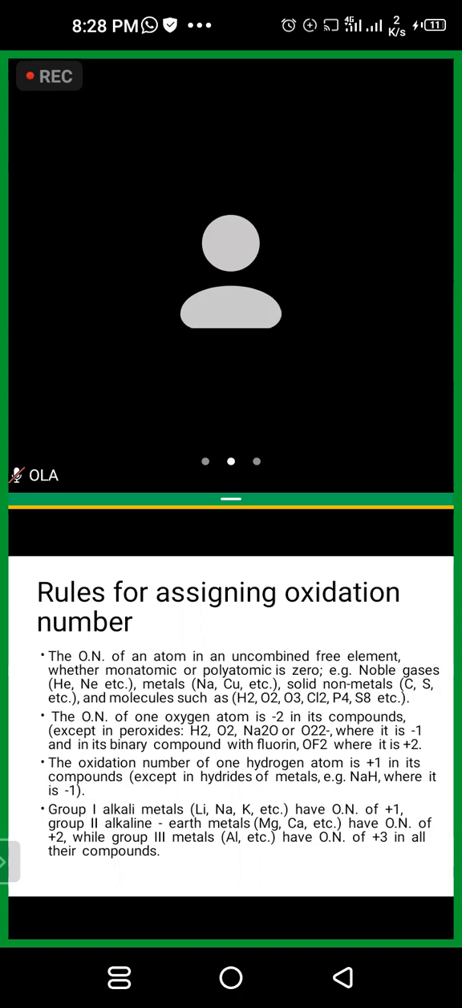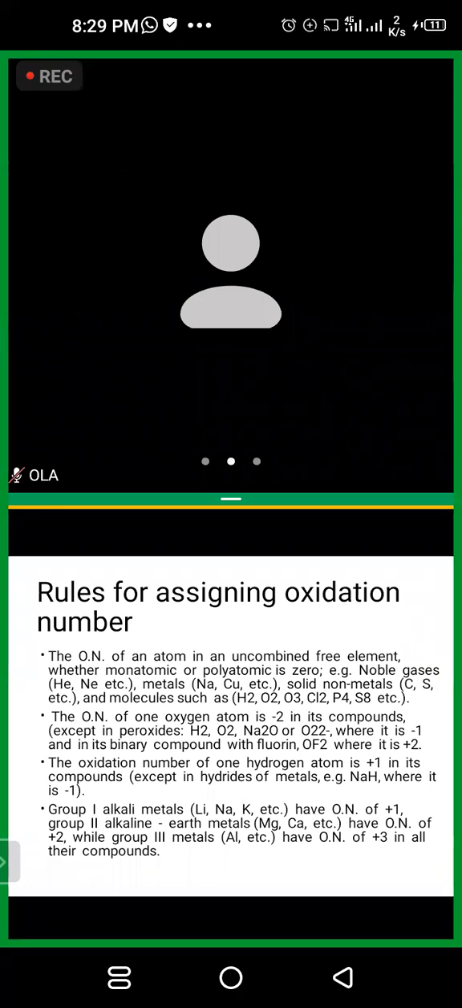However, in peroxides, such as hydrogen peroxide, sodium peroxide, and the others, it is not like that. There it is -1. And in a binary compound where it combines with fluorine directly, 1 atom of oxygen with 2 atoms of fluorine, there it is +2. But in other normal compounds where we can think of oxygen being there, it is -2. Carbon dioxide, there too is still the same thing.